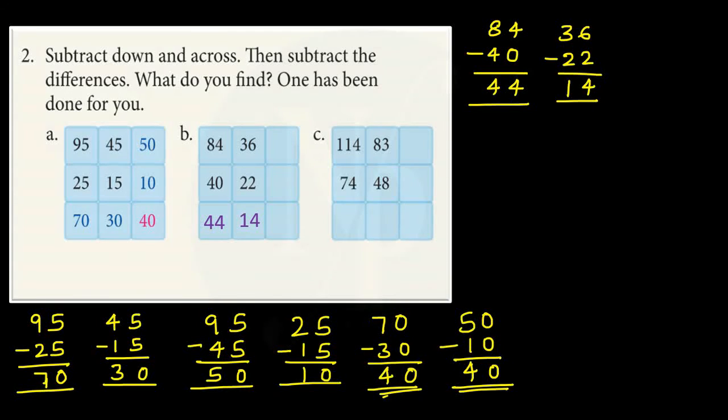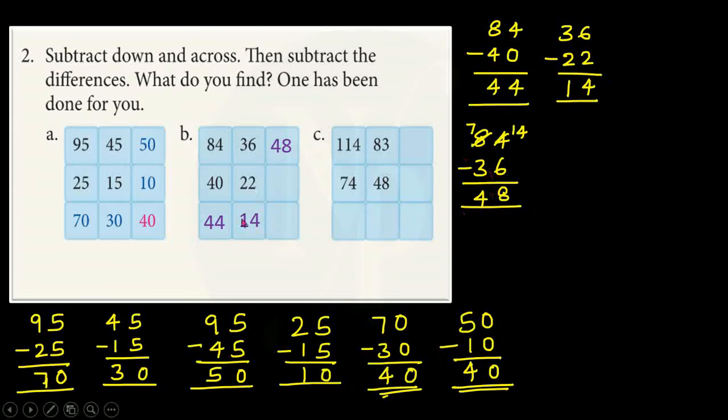Now let us subtract across. That is 84 minus 36. 4 minus 6 is not possible. We have to regroup. Make this 7 and make this 14. Now subtracting 6 from 14, you get 8. And 7 minus 3 is 4. 48. So fill this box with 48.